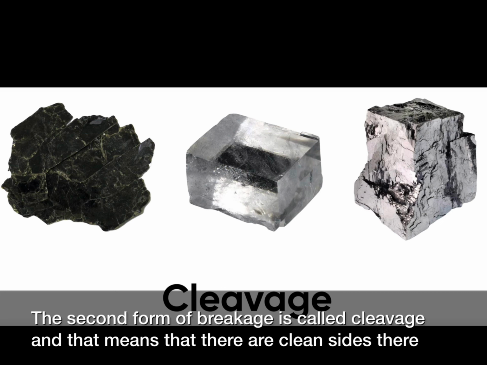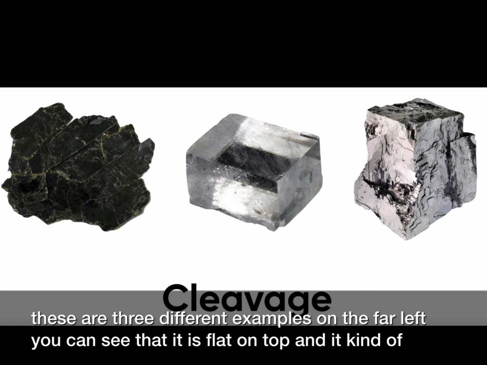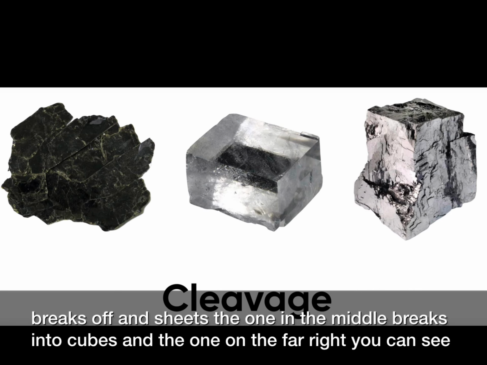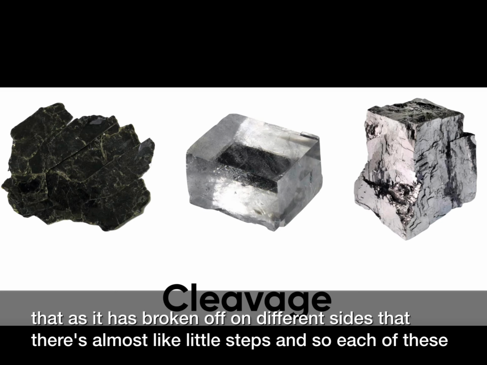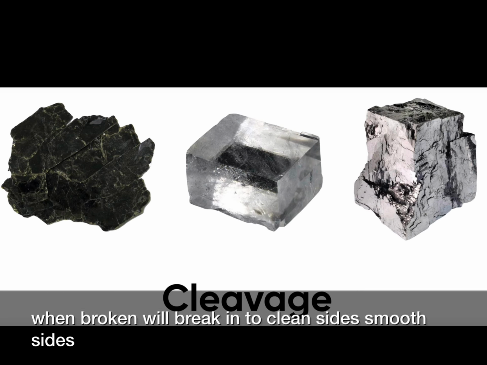The second form of breakage is called cleavage, and that means that there are clean sides. These are three different examples. On the far left, you can see that it is flat on top and it kind of breaks off in sheets. The one in the middle breaks into cubes, and the one on the far right, you can see that as it has broken off on different sides, there's almost like little steps. And so each of these, when broken, will break into clean sides, smooth sides.